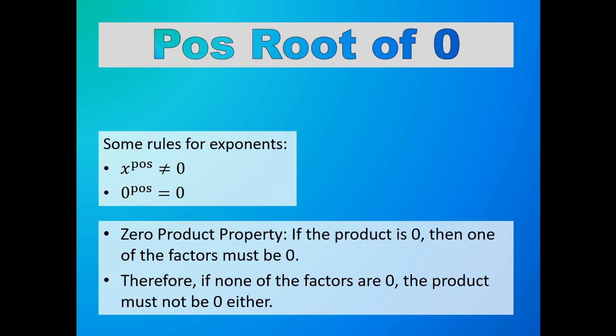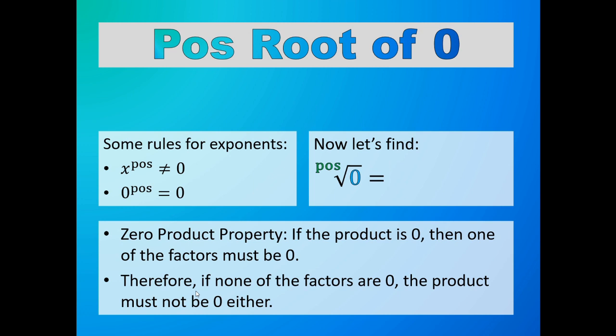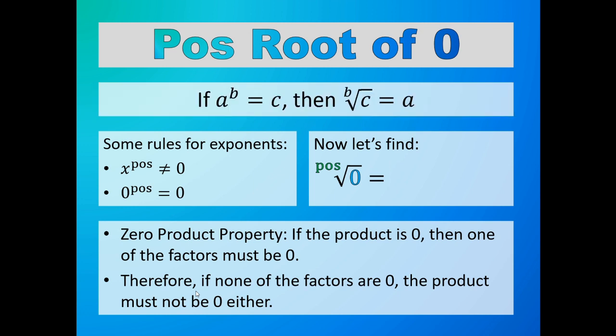Now, we explained why this is the case earlier in this set of videos. Now, let's find the positive root of 0. If a to the b is equal to c, then the b root of c is equal to a. So we need the answer to the exponents to be 0, so we cannot use the inequality that x to a positive power is not equal to 0. So here is 0 as the answer to the exponents for the second bullet. Here is the power of the positive number, and here is the base of 0. So the positive root of 0 is equal to 0.